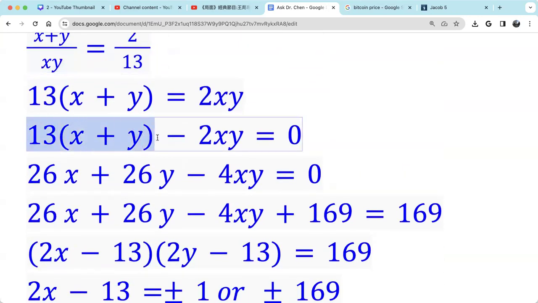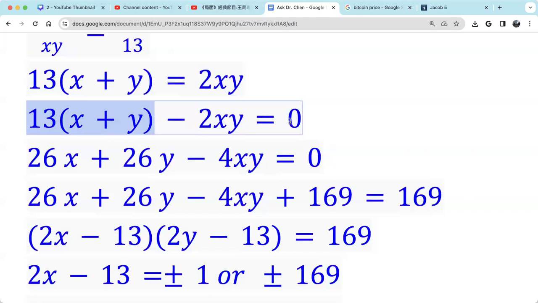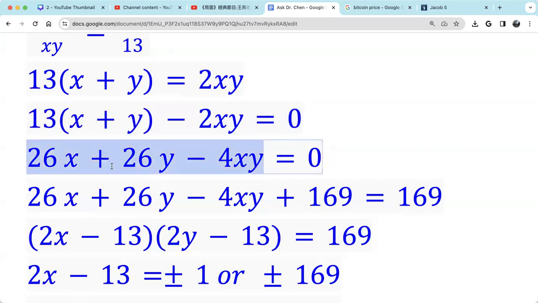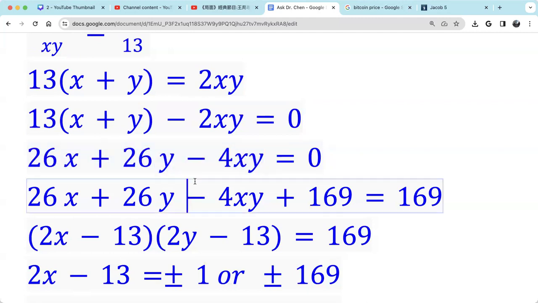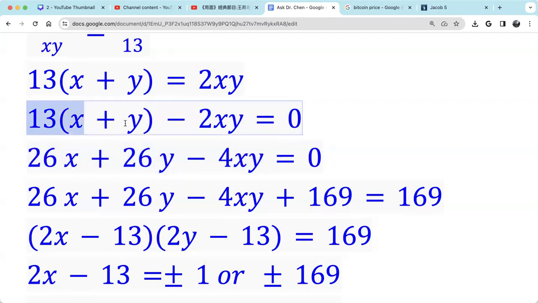Then we distribute 13 to this and move 2xy to the left-hand side. We make the right-hand side 0. So one of the skills to solve equations is to make one side 0 and factor out the other side, hopefully. So in this case, that's our goal. We move every term to the left-hand side, make the right-hand side 0. Then we try to do something to make this a factored form. So now we observe we have 13x plus 13y minus 2xy equals 0.